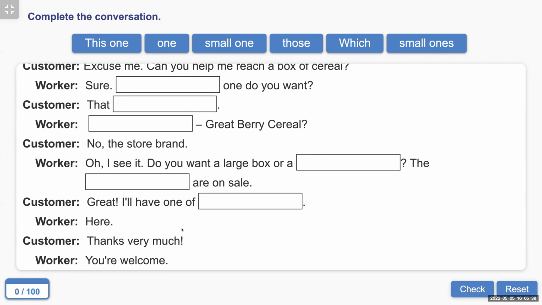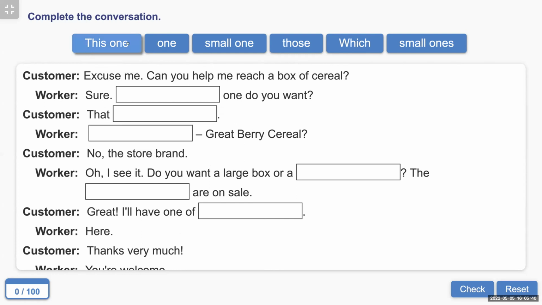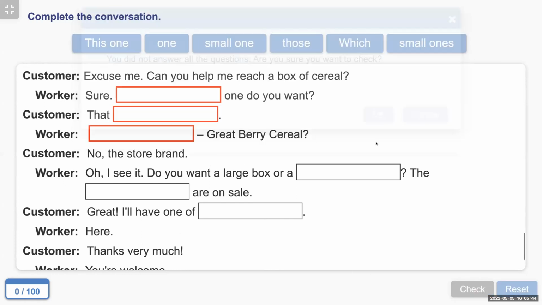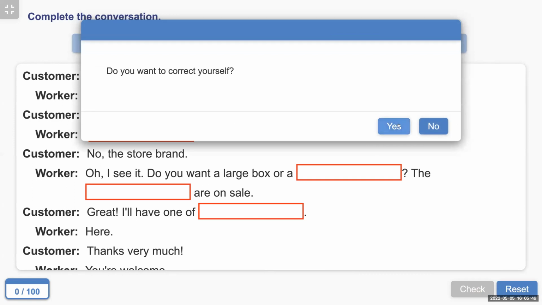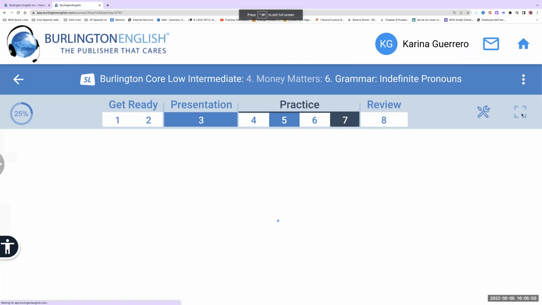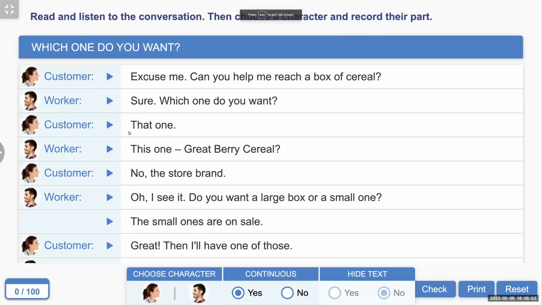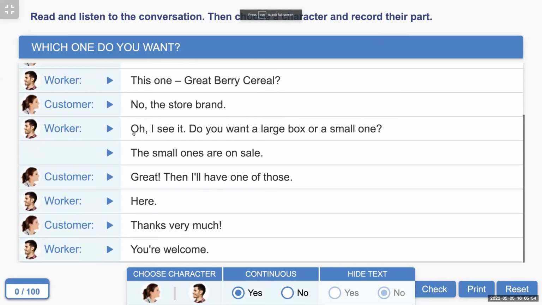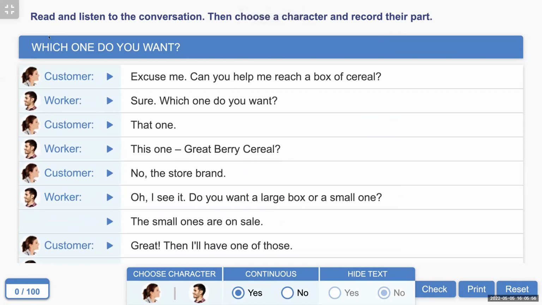Worker: You're welcome. So please try to do this on your own. When you're done, hit check and let me know if you have any questions. You're also going to do activity number 7, and this time you're going to get to record yourself. So make sure that you remember if you put play.